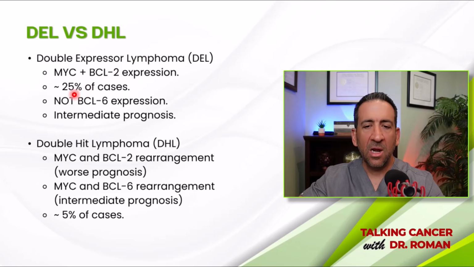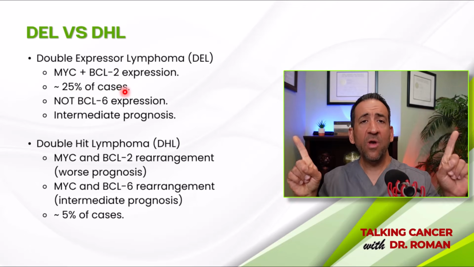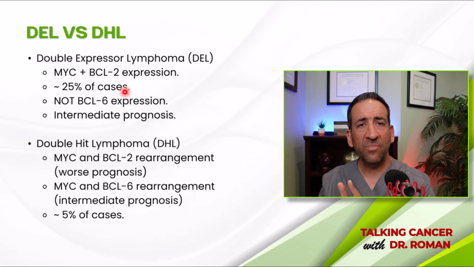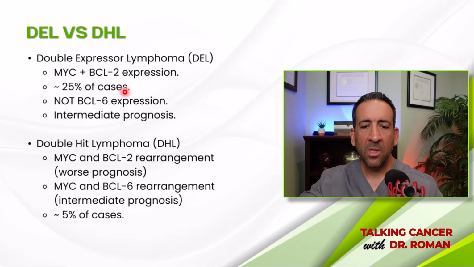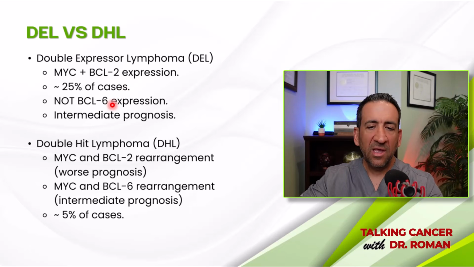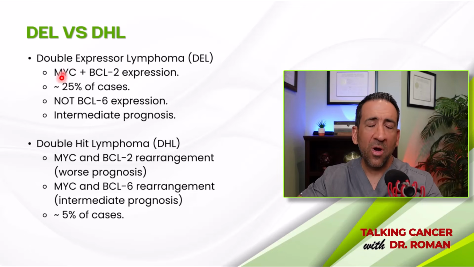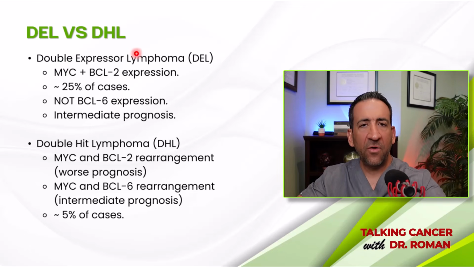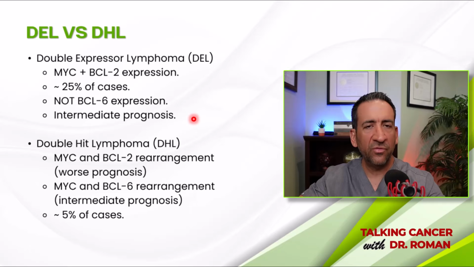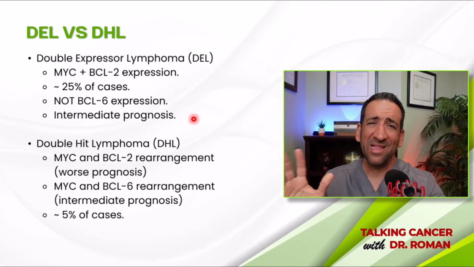This is seen in about 25% of cases where you have both proteins at the same time in the same disease. BCL6 is not important in this discussion. And if you are a double expressor lymphoma, you have an intermediate prognosis. So that is so-so. That's not that good.